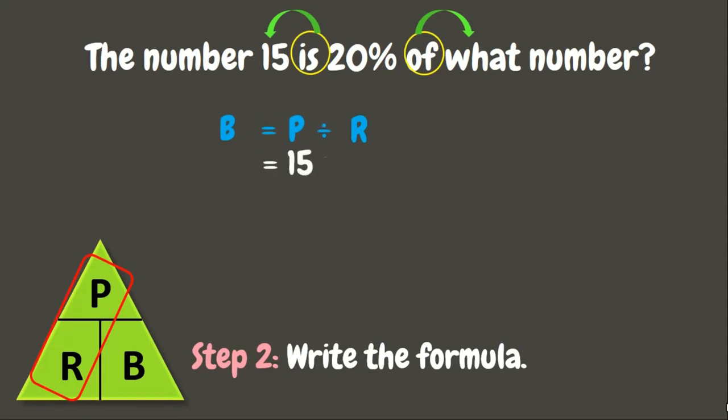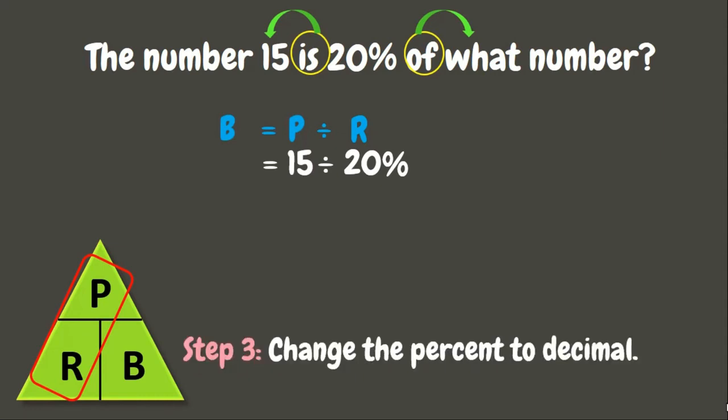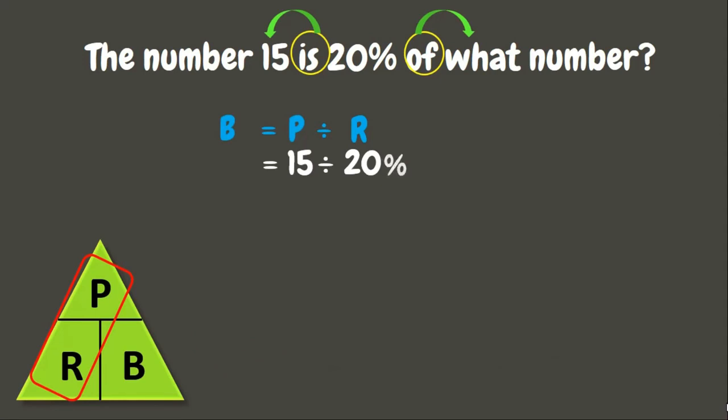Now 15 divided by 20%. Again, before we divide this, we always need to change the percent into decimal. Let us change the percent sign to decimal point and move the decimal point 2 times to the left. Very good. 1, 2. That gives us 0.20. Now it's dividing time. 15 divided by 0.20.